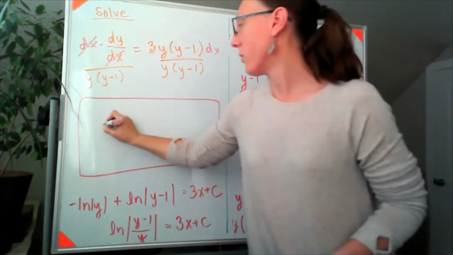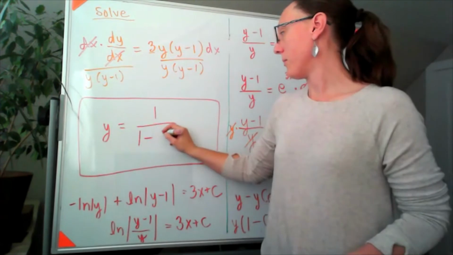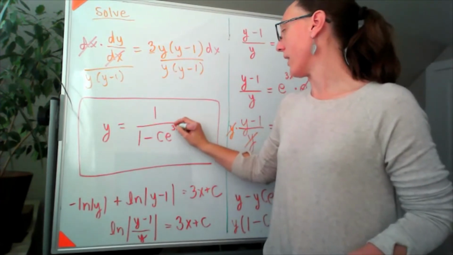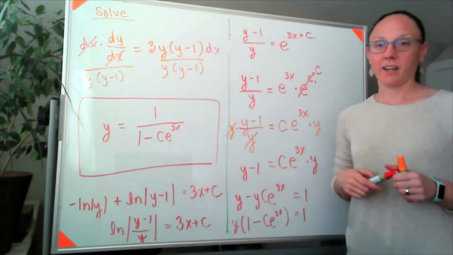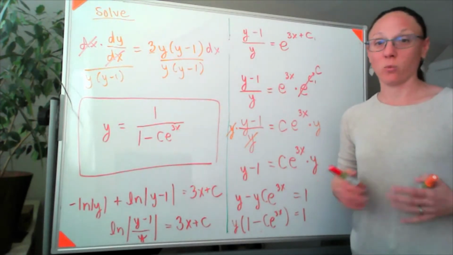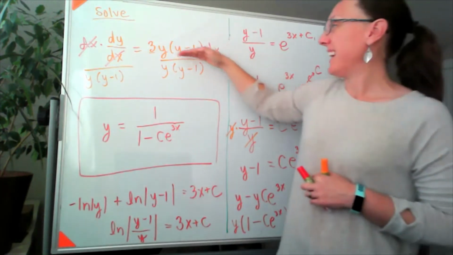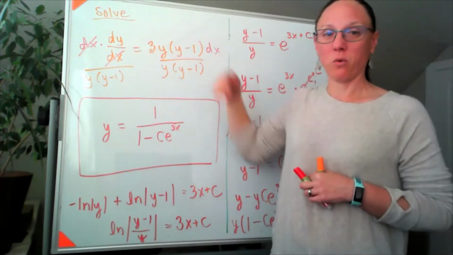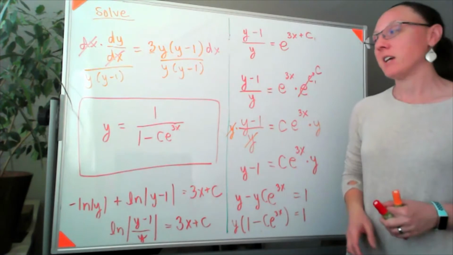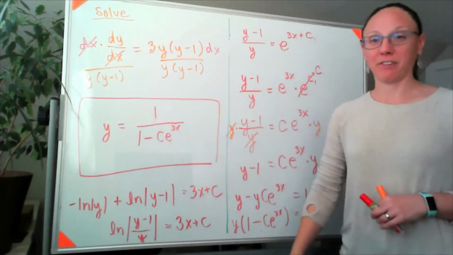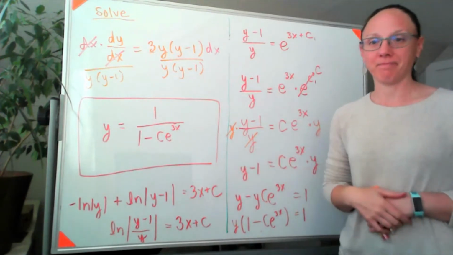So I'm going to have y is equal to 1 over 1 minus ce to the 3x. And in case you were wondering or wanting to play around with it, you might remember that this is more or less the general form for our logistic growth equation. So if you were to put this graph into Desmos, it should do one of those logistic growth kind of curves.